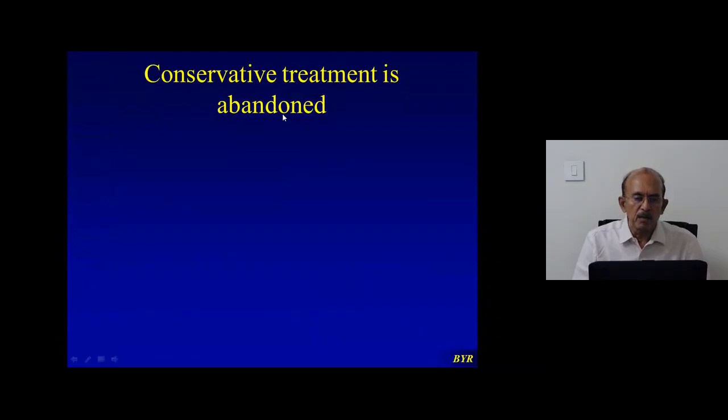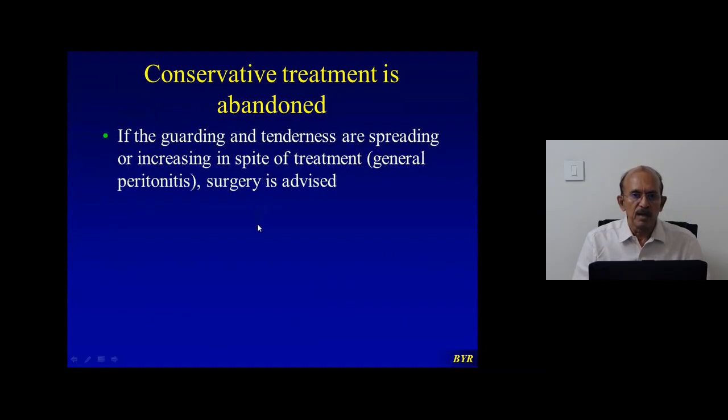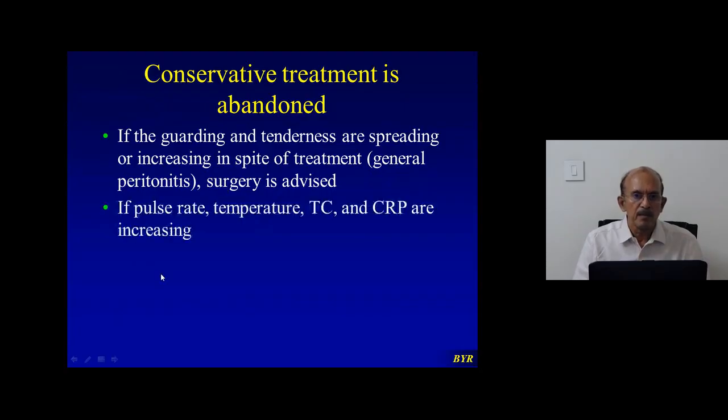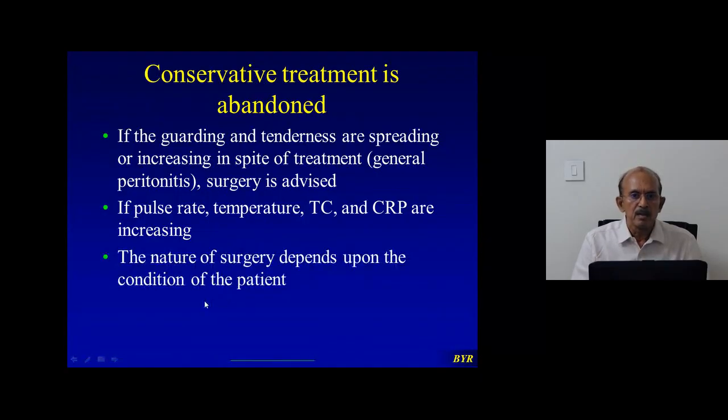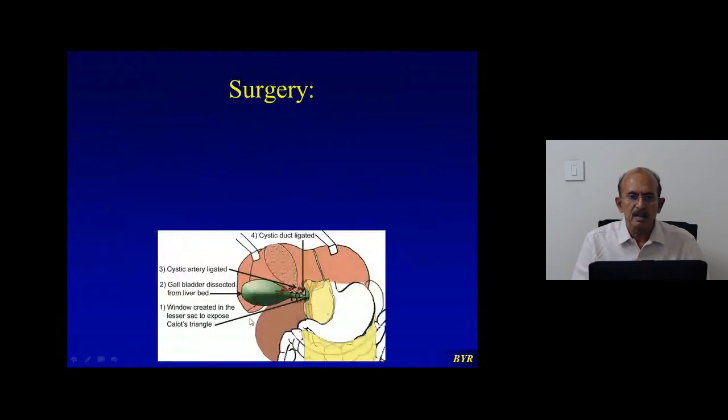Conservative treatment is abandoned in the following conditions. If the guarding and tenderness are spreading or increasing in spite of treatment, that means the patient is getting general peritonitis. Surgery is advised. That means these patients are going into grade 2. If pulse rate, temperature, total count, and CRP are increasing, that means the general signs of infection are increasing. The nature of surgery depends upon the condition of the patient. So you may have to do cholecystectomy or cholecystostomy depending upon the gallbladder status.